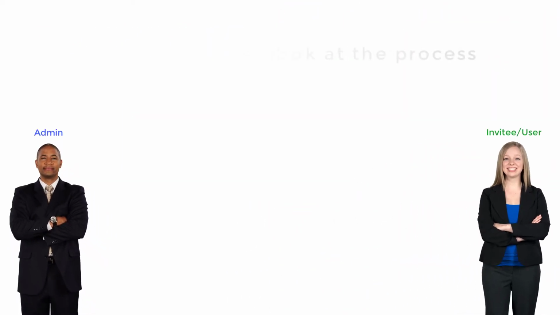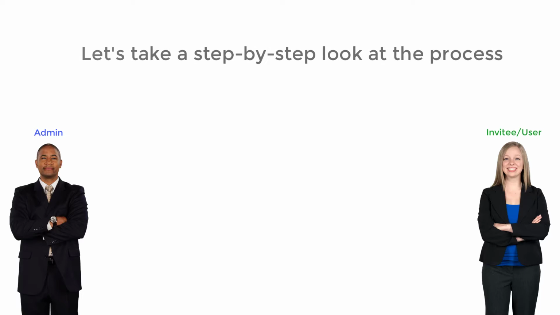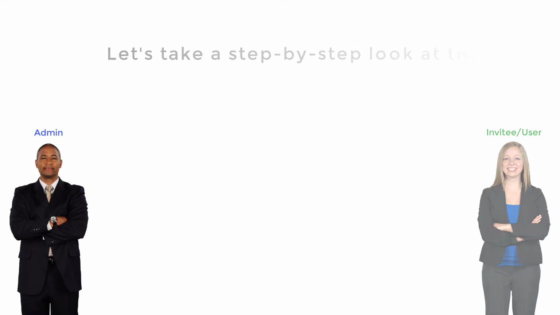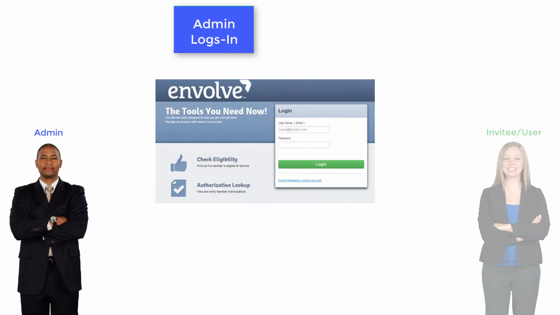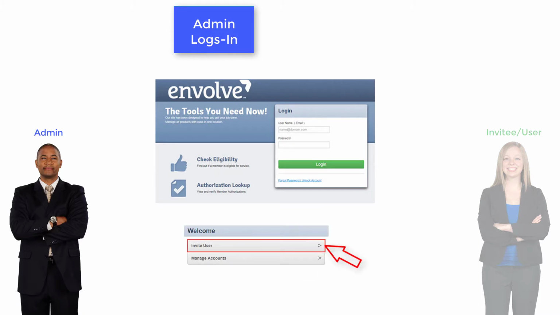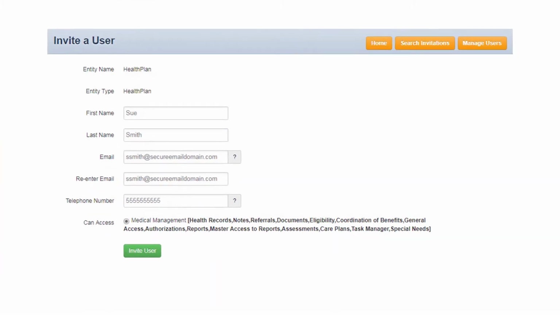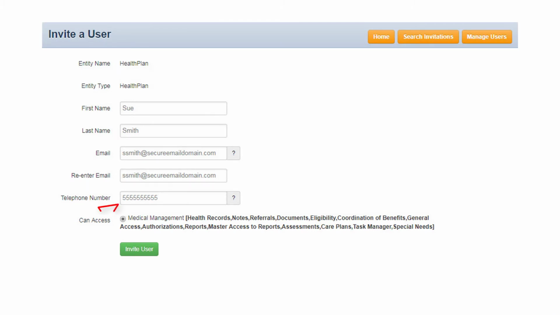Let's take a quick look at the step-by-step process of setting up an account. The admin will log into Envolve, and under User Management, we'll click on Invite User. The admin will complete this simple form. When entering telephone number, simply enter the numbers, no characters and no dashes. Click on Can Access, then Invite.